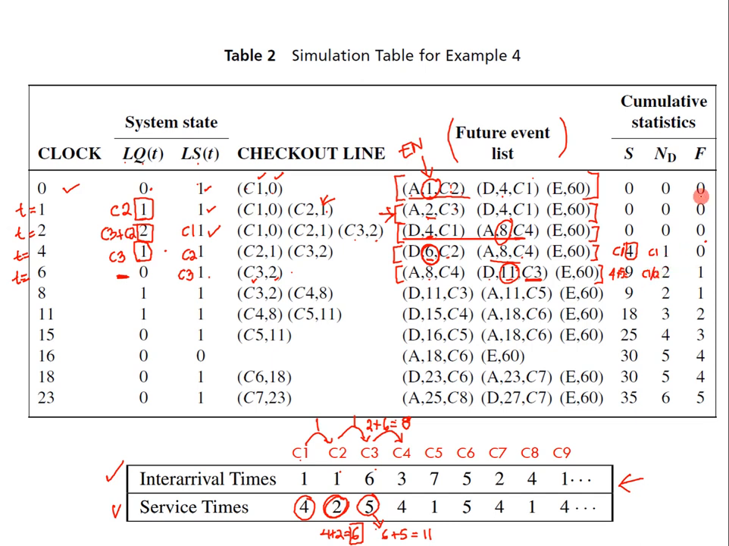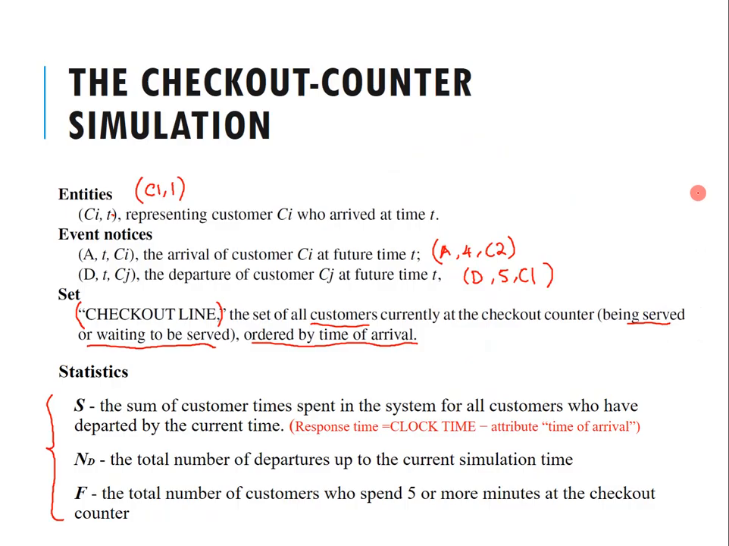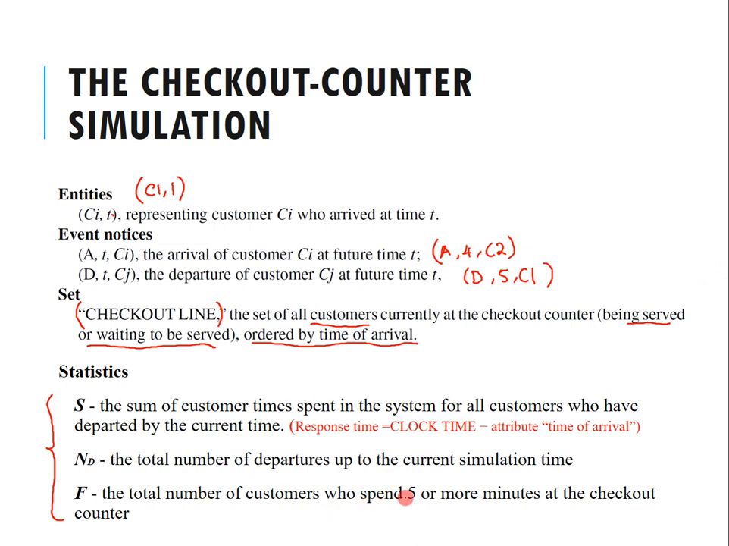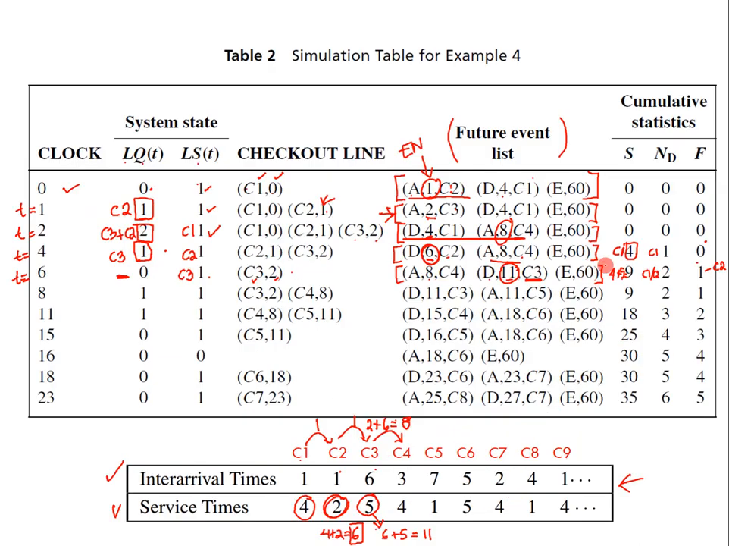F is the total number of customers who spend 5 minutes or more. Because we know customer 2 now spent 5 minutes, we can update F to be 1. This 1 comes from customer number 2. F is the total number of customers who spend 5 minutes or more at the checkout counter. That's why this becomes 1, because we have one customer spending 5 minutes here.